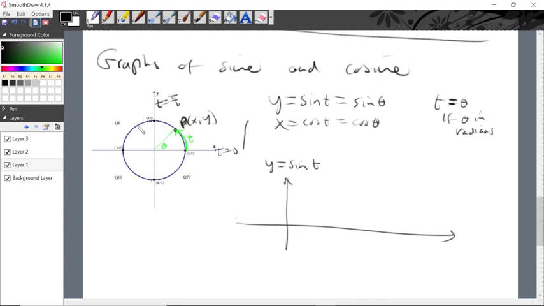Then what happened? As t continues towards pi, the y-coordinate, ignoring x completely right now, falls back down to 0 again. Then we continue with t approaching 3 pi over 2, and the y-coordinate approaches negative 1, so this is going to go down to negative 1. And then as t approaches 2 pi to complete one complete cycle, the y value returns to 0 again.